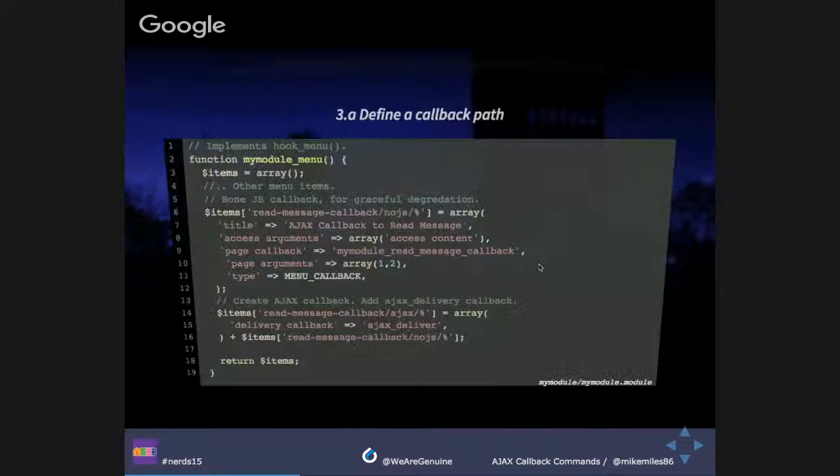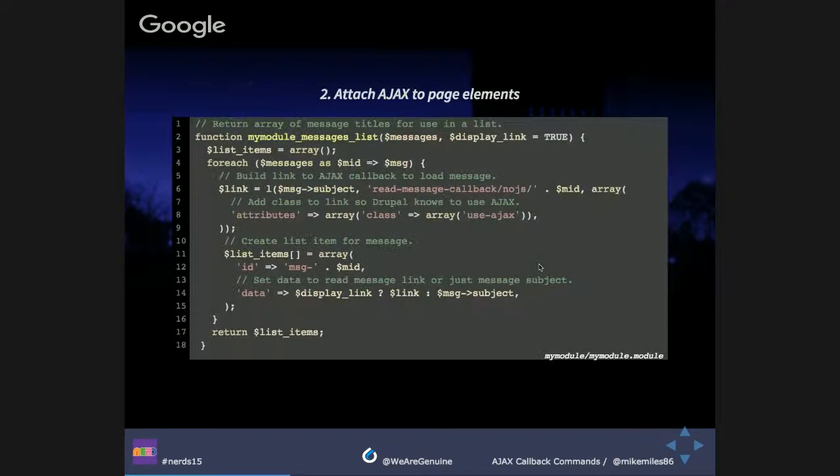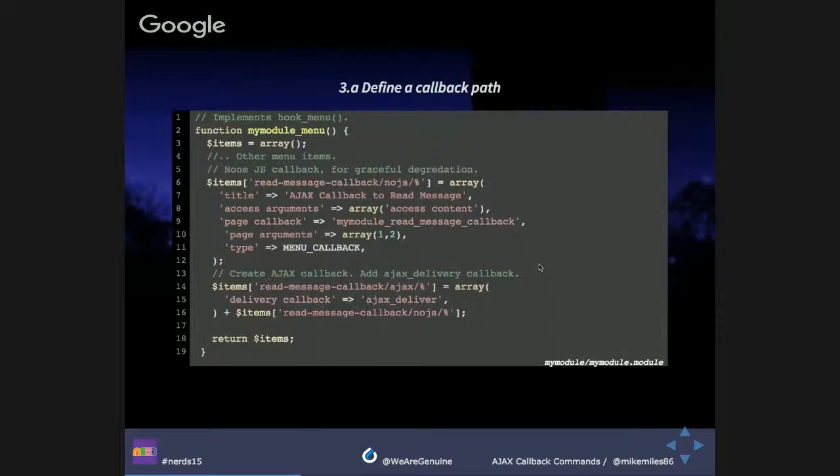And what will happen, and we'll see this in our next part of defining a callback path, step 3, is I have 2 menu paths I'm providing in my module. The first one is read message callback nojs and read message callback ajax. So when the AJAX library sees my links have the use-ajax class, when it goes to make an AJAX request, it's going to automatically replace nojs with ajax.